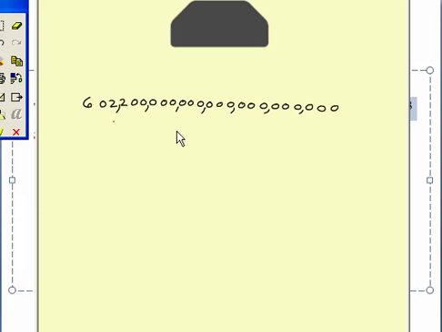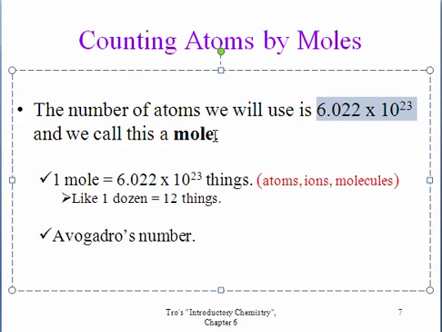This is huge, beyond any number that we could actually count to in our lifetime or use in our everyday life. However, atoms and molecules and ions are so incredibly small that this number, large as it is, is actually useful. So a mole always is this number, 6.022 times 10 to the 23.